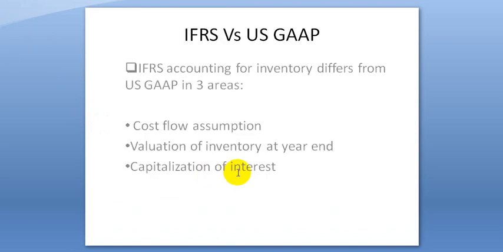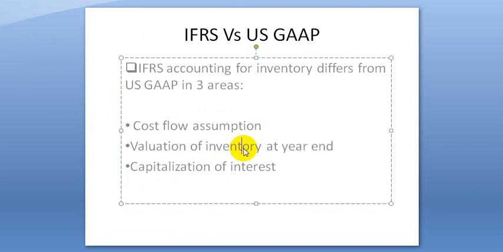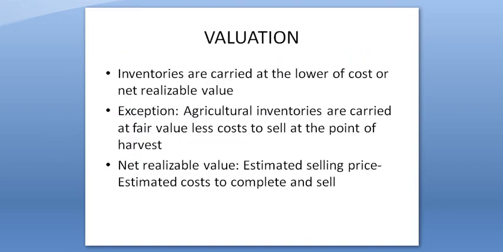So we discussed cash flow assumption, and the next point is valuation of inventory, and how it differs between US GAAP and IFRS. Under US GAAP, inventory is valued at cost or market value, whichever is lower. But under IFRS, it is cost or net realizable value, whichever is lower. For this, there is one exception: agricultural inventories are carried at fair value less costs to sell at the point of harvest.